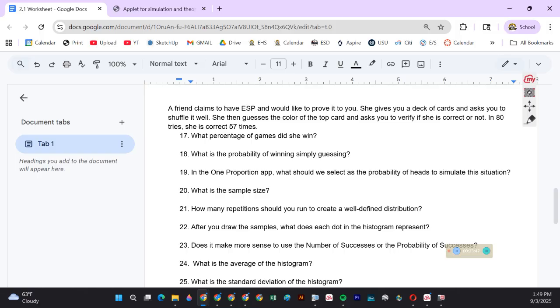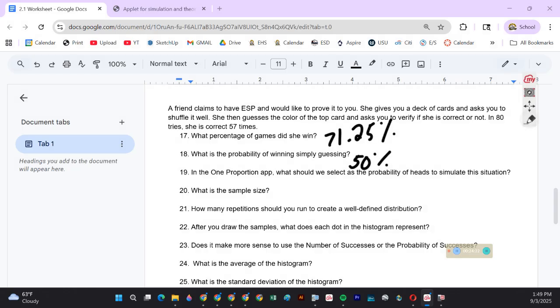Okay? So what percentage of games did she win? 57 over 80 is 71.25%. What is the probability of winning by simply guessing? 50%. So it's 26 out of 52, right? We're excluding the jokers. So half the cards are red, half the cards are black. So the probability of winning is 50%.